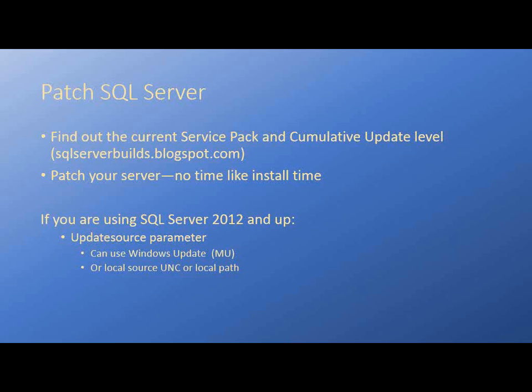If you're using SQL Server 2012 and up, and I hope you are, there's a parameter called UpdateSource. You can point this parameter to Windows Update or a local UNC source or a local path. And I think potentially you can point this to System Center Configuration Manager, but I haven't done it. So what this does, it will go out and get the latest patch sets for the version of SQL Server you're installing. So if you're installing SQL Server 2012 Service Pack 1, it will go out and get all the latest cumulative updates for that package.